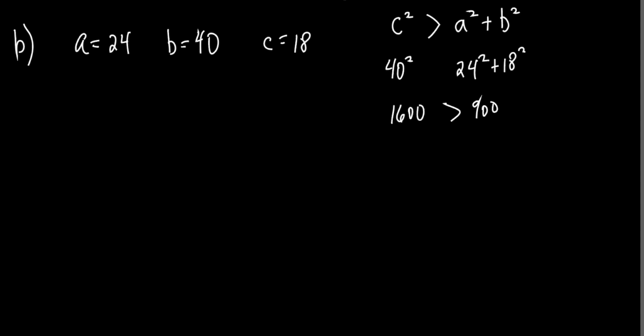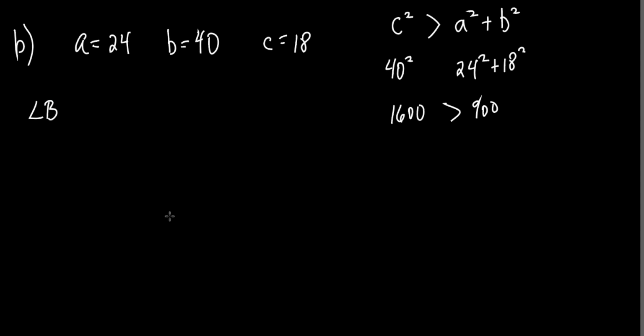So what kind of a triangle is this? It's obtuse. All right. So the obtuse angle is always opposite the largest side. So the largest side is 40. So which angle are we going to solve for first? We're going to solve for angle B.